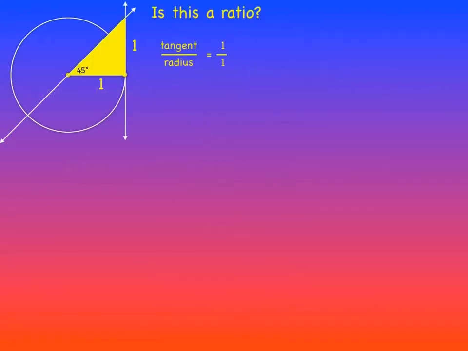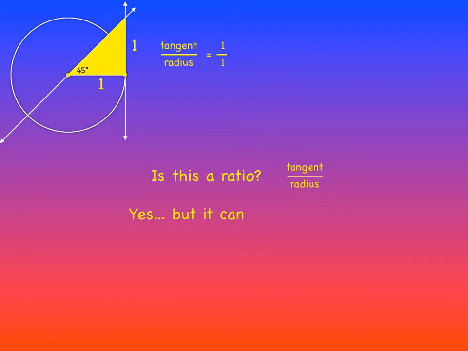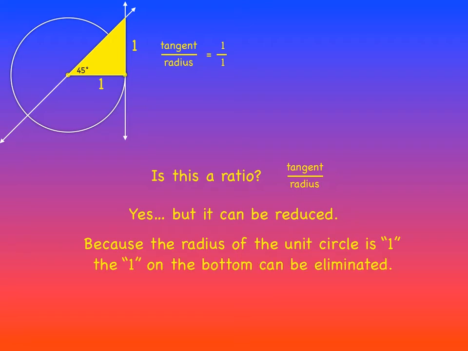How about this? Tangent over radius. Well, it looks like a ratio, but it can be reduced. How are you going to do that? Well, the radius of the unit circle is 1, so the 1 in the denominator can be eliminated. Tangent over radius equals tangent over 1 equals just tangent.